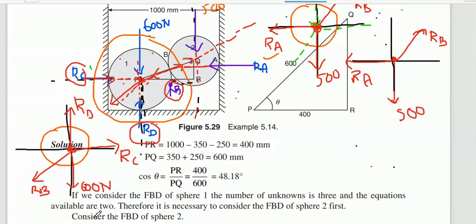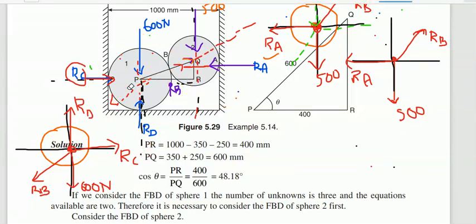So this is how you are going to draw the free body diagram. Yes, is it clear with the free body diagram of sphere 1? Yes, ma'am. Okay. So now what you have to do, the free body diagram is ready.